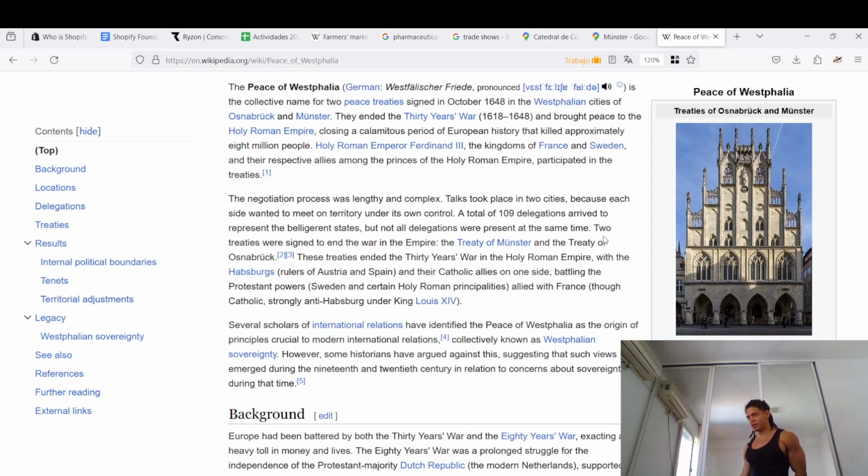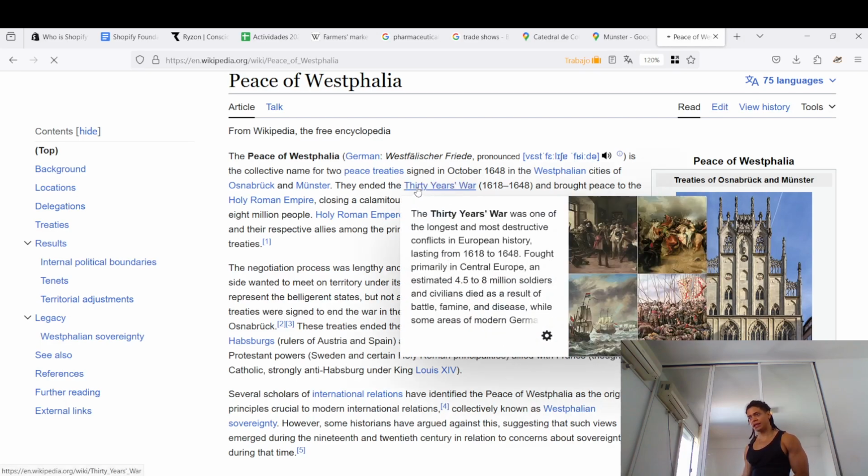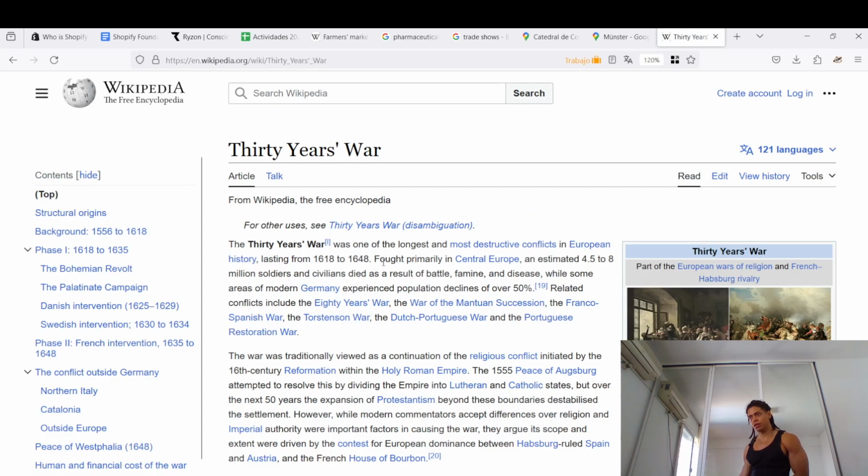They were against the war, which was one of the longest and most destructive conflicts in European history. Fought primarily in Central Europe, an estimated 4.5 to 8 million soldiers and civilians died as a result of battle, famine and disease, while some areas of modern Germany experienced population declines of over 50%.